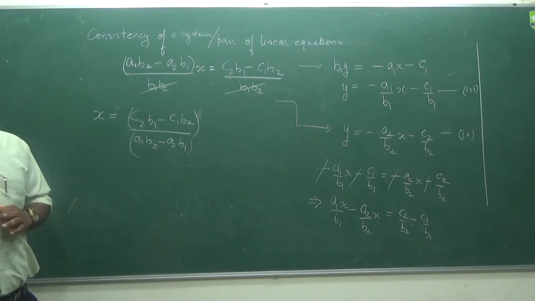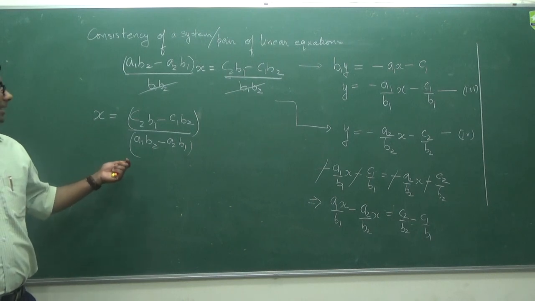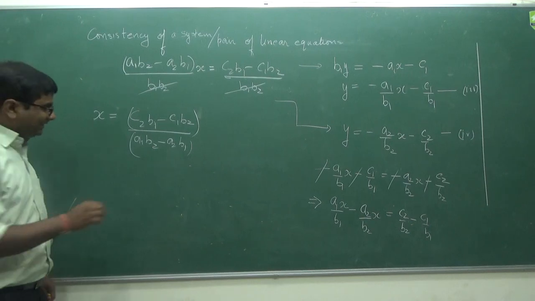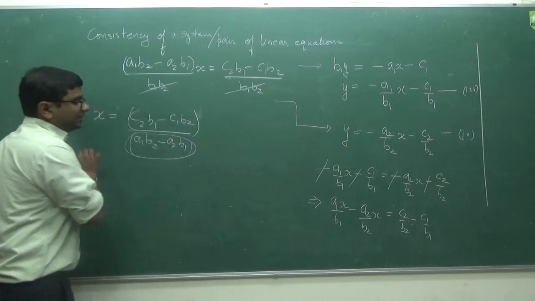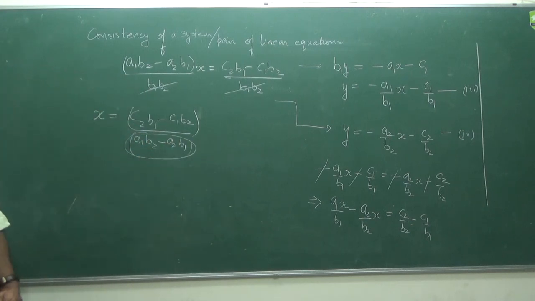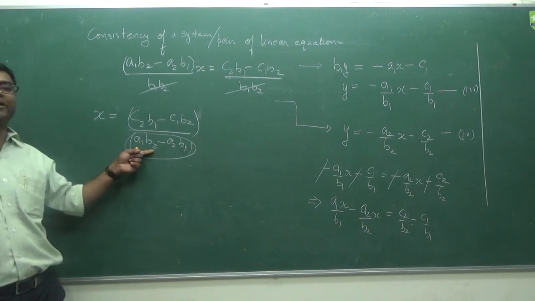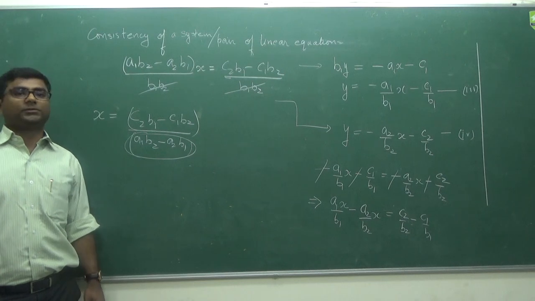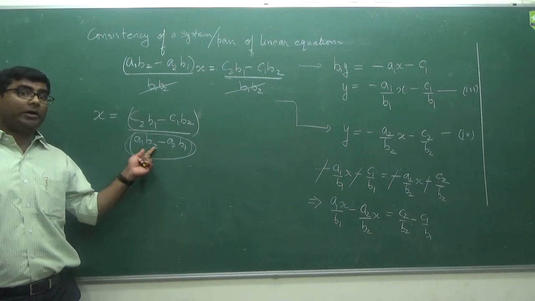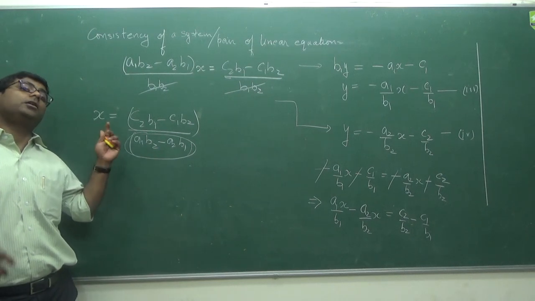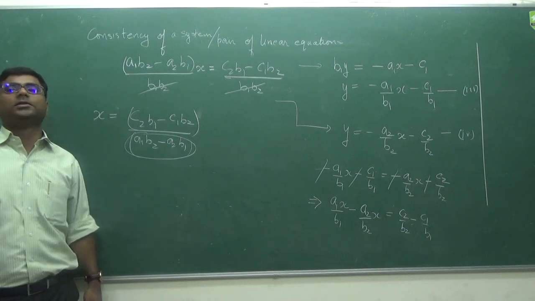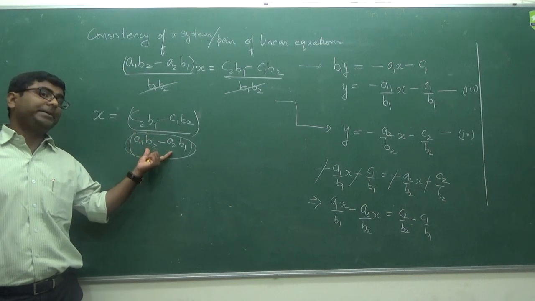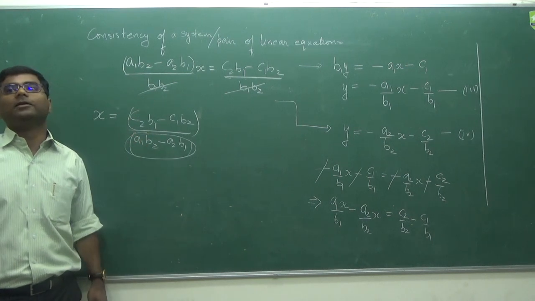So, listen to me. What is the constraint on this ratio? This denominator, what is the problem with this? This cannot be zero. Understood? If this becomes zero, x becomes unreal. That means there is an unreal point where the lines are intersecting. So if this becomes zero, lines become parallel.